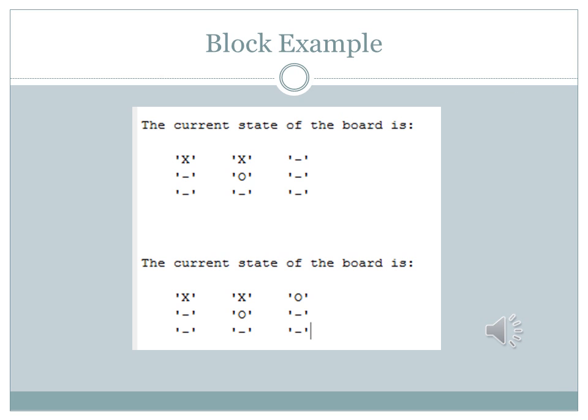As you can see in the block example, the human's X's and the computer's O's. The human has a winning move, but with our block function, it automatically blocks the winning move.